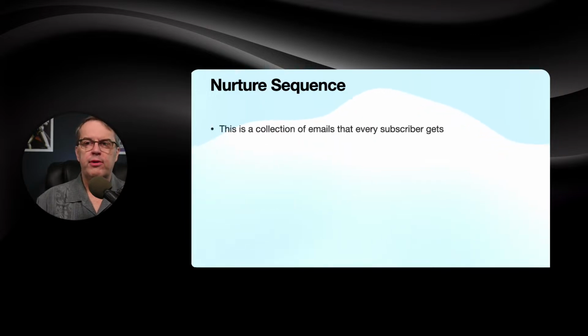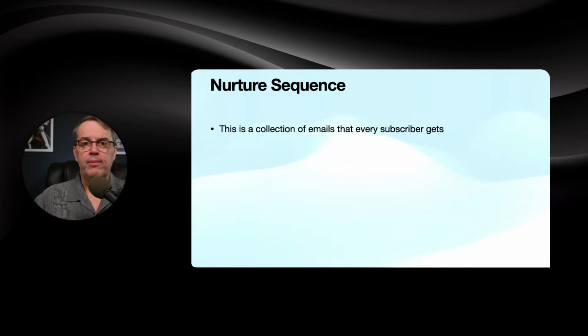So the nurture sequence is a collection of emails that every subscriber gets no matter when they subscribe. As I said, if you don't have a nurture sequence that is ongoing and you're just sending an email week after week, well, that can work in some cases, but then the people who subscribe 6 months from now don't know what you sent before. They never get that information. In my case, I want people to get all the same information because it's all related to what I talk about with building a high converting website.